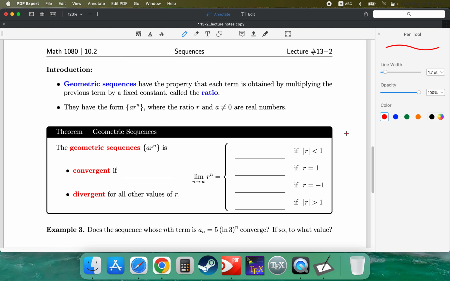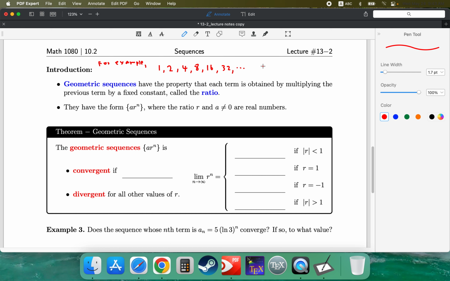Geometric sequences. Now, geometric sequences have the property that each term is obtained by multiplying the previous term by a fixed constant. And we call this fixed constant the ratio. For example, let's say we start from 1, and we multiply the first term by 2 to get 2. And then we multiply the previous term by 2 to get 4. Multiply the previous term by 2, and so on.